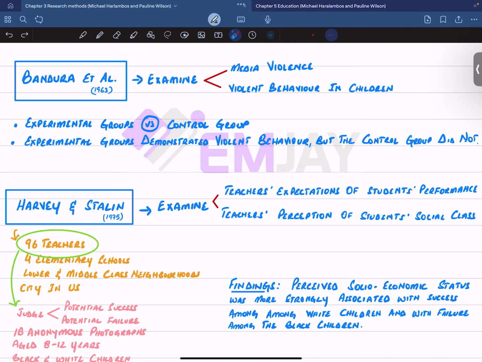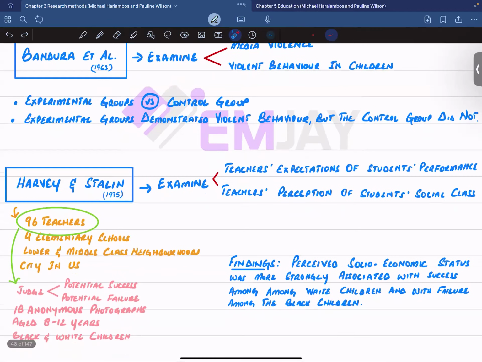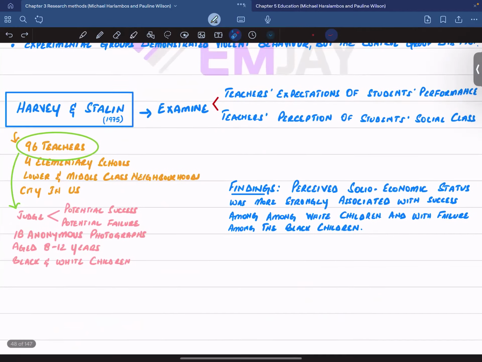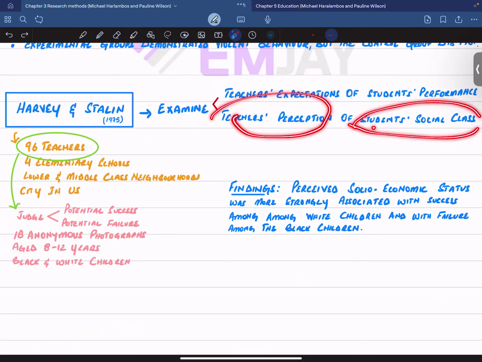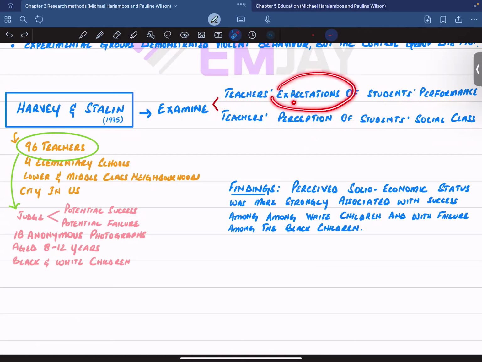Another study was conducted by Harvey and Stalin in the year 1975. They were trying to examine the relationship between teachers' expectations of students' performance and teachers' perception of students' social class. That is, teachers' expectations as to how good or bad a student would do in relation to the student's social class, in other words, the student being rich or poor.